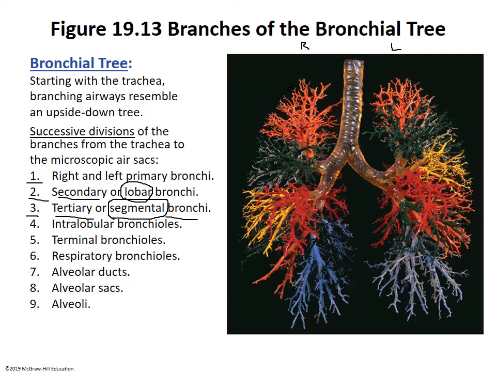So it's right and left primary bronchi, and then lobar or secondary bronchi, and then once it gets into each lobe, they're called tertiary bronchi. Now, as we go through, we'll look at some of these other ones, but these are the three that I definitely want you to know, all right? And then the final result is the alveoli and the alveolar sacs.